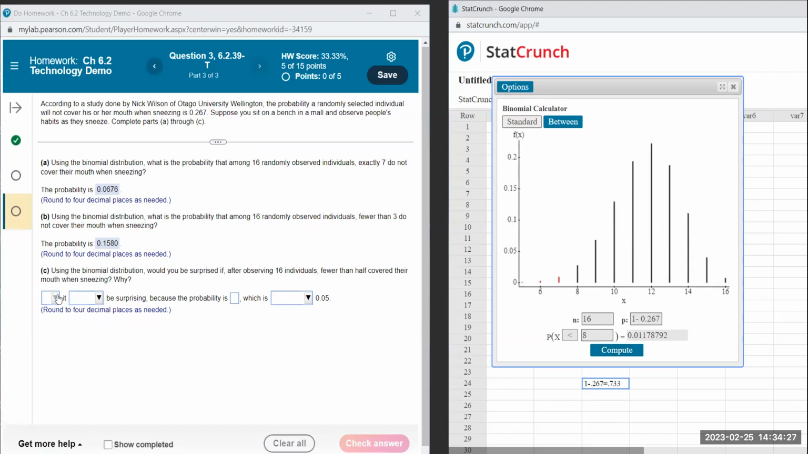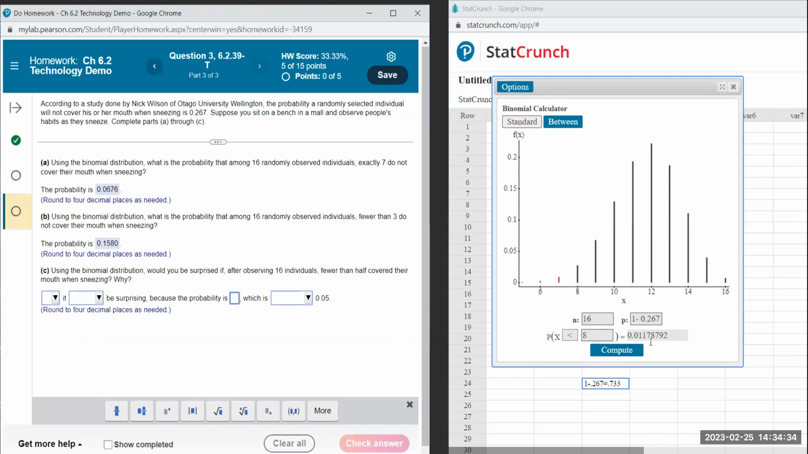And then, no or yes, it would be surprising because the probability is... Let me put the probability in here. So I need 4 decimal places, 1, 2, 3, 4. And we can decide whether that's unusual or not. Anything less than 5% chance of happening in the statistics world is going to be unusual.